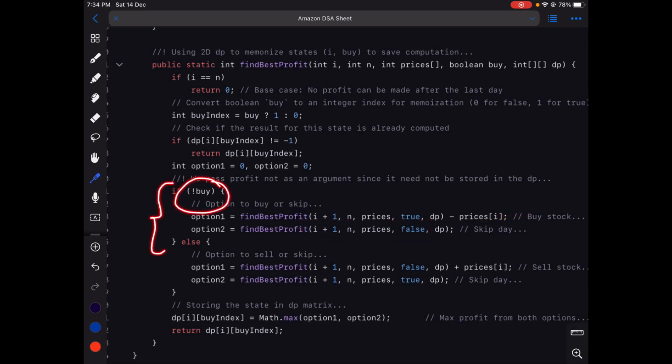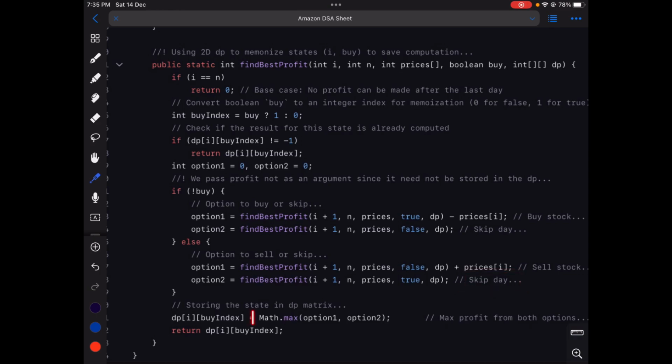And this entire logic is happening when I have not purchased any stock as of yet. Now, if I have bought, remember, then I can sell. Now, what are the options to sell? I will move to the next day, set the buy to false again. That means after selling, I can buy the stock again and increase the profit by the given amount. Or I'll simply move to the next day, keep the condition as true. That means I'm currently still holding that stock. I have not sold it, and skip the day.